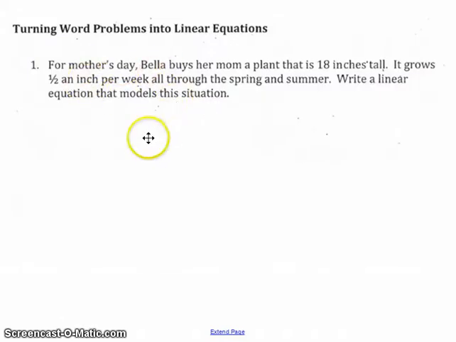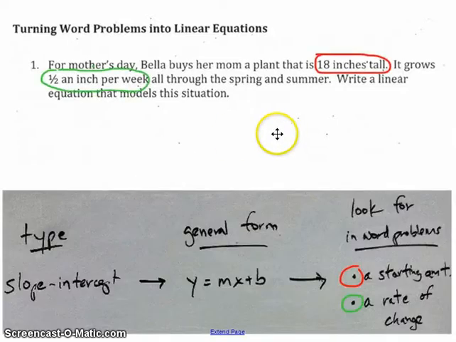This question here, turning word problems into linear equations, question 1, the one about Bella at Mother's Day, comes straight from your homework. It's the first page of your homework, and you need to decide which of the forms is most appropriate for this word problem, this story. And I'm not going to find the answer for you. I'm just going to point out that some of us have already said in class, let's catch everybody up to the same place.